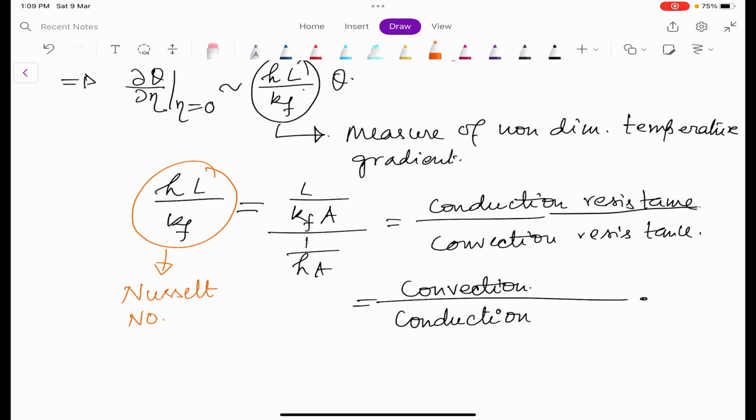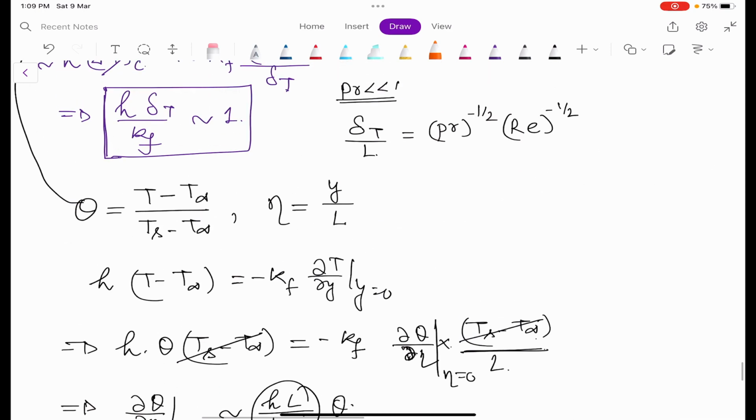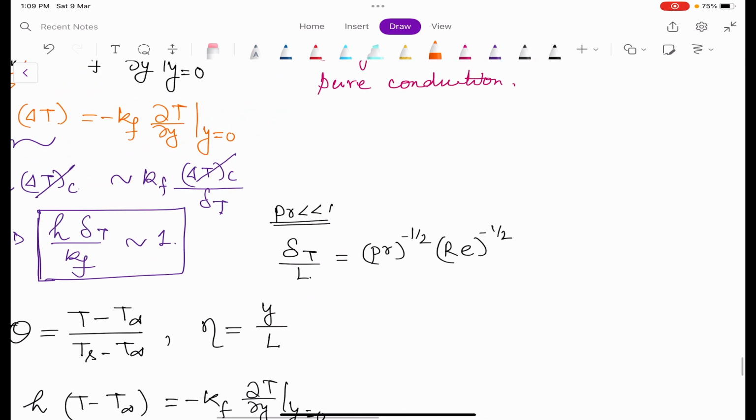In every problem in convection heat transfer, we will calculate this. So this is Nu. Now let us go back to this. If I have to calculate this Nu for Prandtl number much less than 1, then it is h L by k_f, Nu_L based on L. This L is the characteristic length, and here it is the length of the plate.